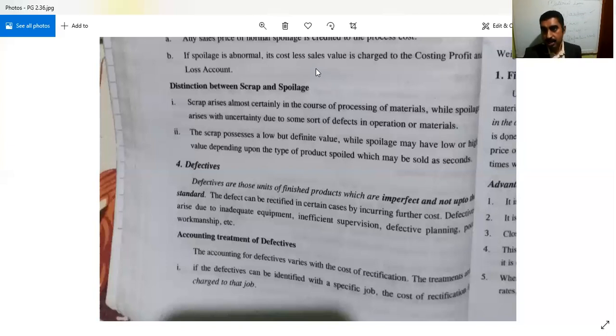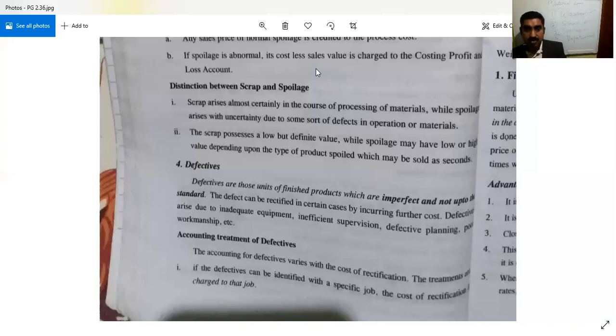നമ്മളാൽ ഉണ്ടാക്കുന്നത് തന്നെയാണ്. Inefficient supervision is there. Then, inadequate equipment is there. ശരിയായിട്ട് ഇൻപുട്ട് കൊടുക്കുന്നതിനുള്ള പ്രോബ്ലം ആണ്. Okay. Defective planning method. Then, the poor workmanship, etc. So, defectives are those units of finished products which are imperfect and not up to the standard. യഥാർത്ഥ സ്റ്റാൻഡേർഡ് സെറ്റ് ചെയ്യുന്നതുമായിട്ട് ഈക്വൽ ആകാതെ പ്രൊഡക്ഷൻ പ്രോസസ്സിൽ ഉണ്ടാകുന്ന ഐറ്റംസ് എന്തൊക്കെയുണ്ടോ അതെല്ലാമാണ് ഡിഫക്റ്റീവ് വർക്ക് എന്ന് പറയുന്നത്.